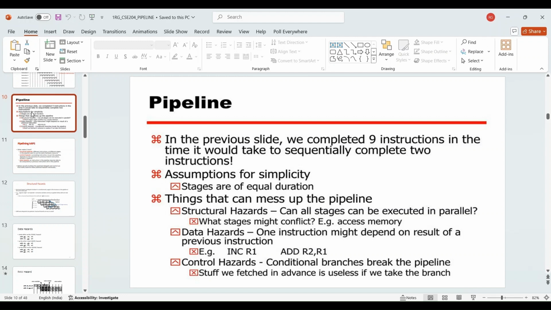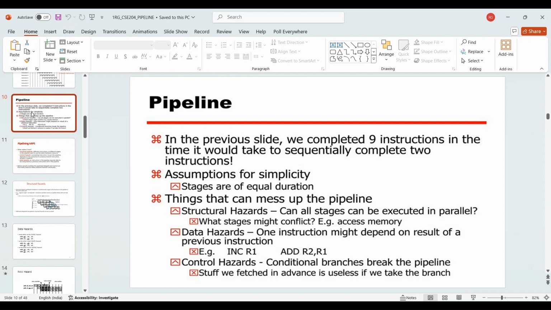Now, the second kind of hazard is called data hazard. Here it is showing two instructions. One is the increment instruction, increment r1, and the second instruction is add r2 comma r1. Now you can see r1 is the common register between the two instructions, and the second must happen after the first instruction is done. Otherwise, the logical meaning of the program will not be the same. So the second instruction has to wait till the first instruction is completed, and that is called data hazard.